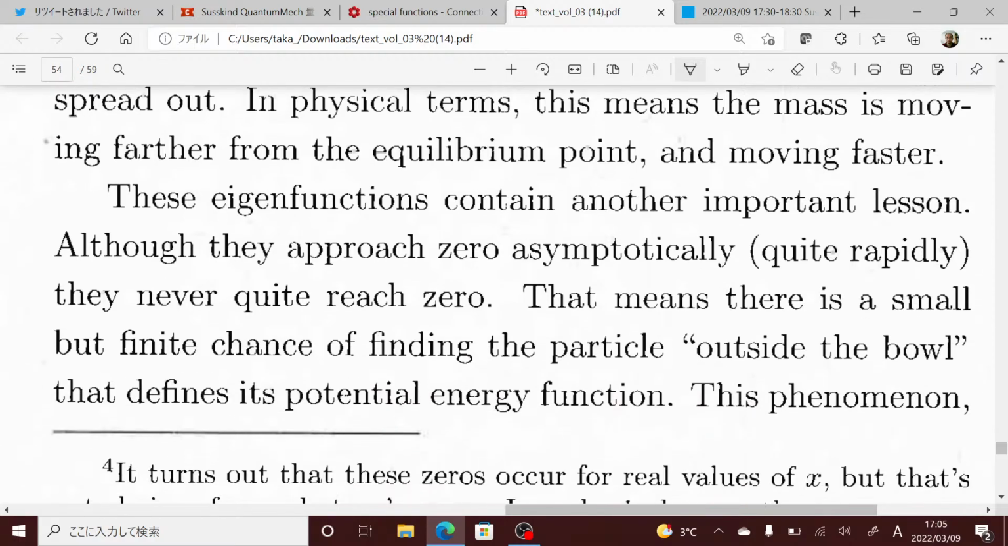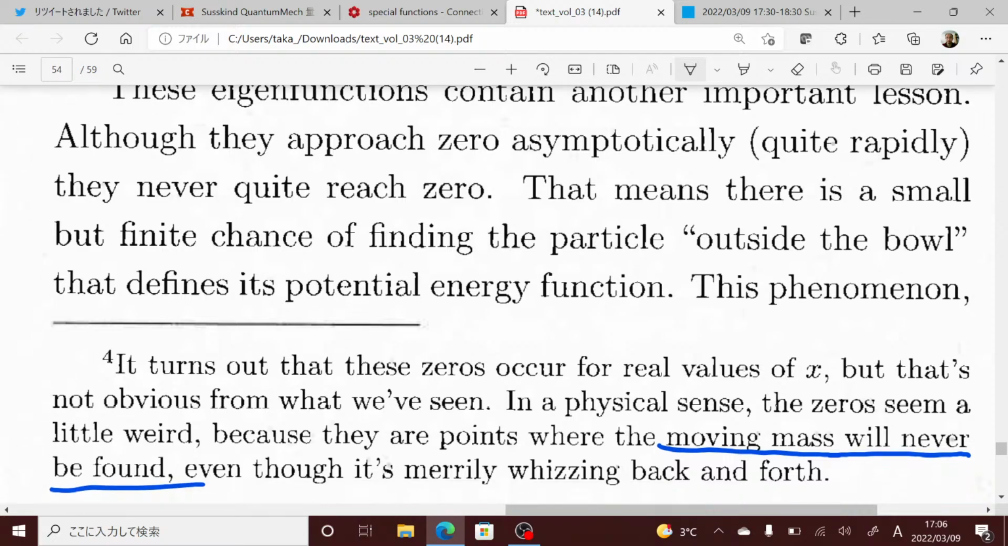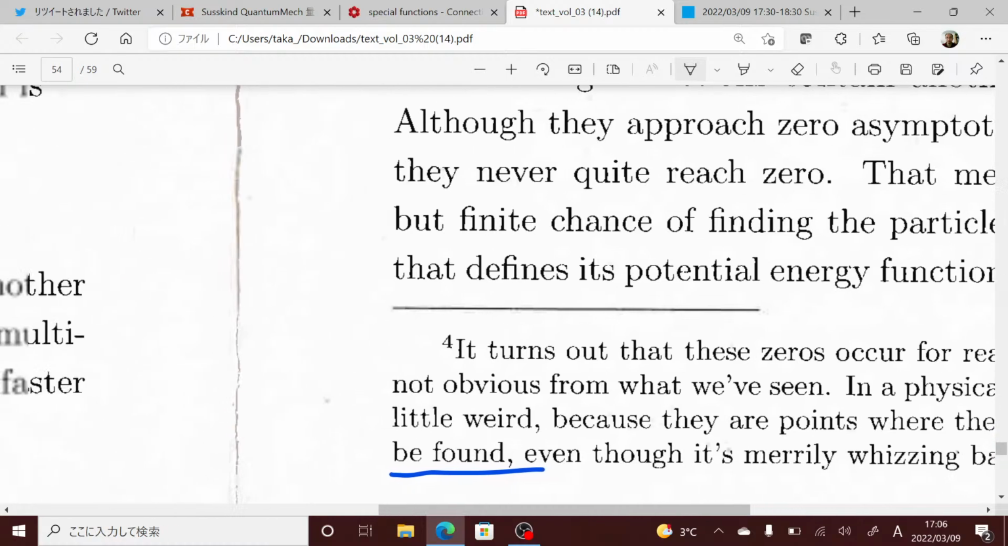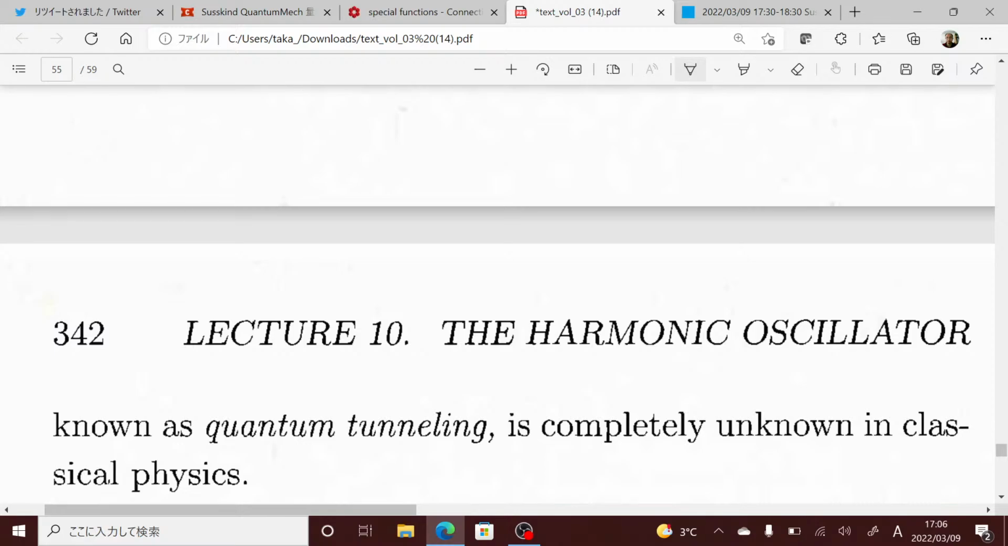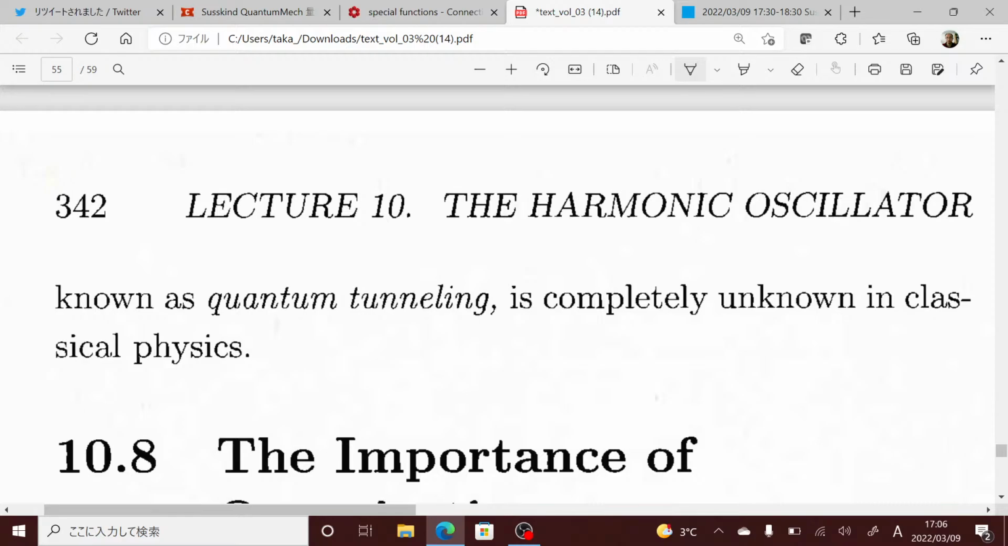These eigenfunctions contain another important lesson. Although they approach zero asymptotically quite rapidly, they never quite reach zero. That means there is a small but finite chance of finding the particle outside the well that defines this potential energy function. This phenomenon, known as quantum tunneling, is completely unknown in classical physics.